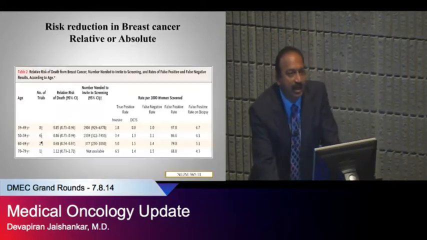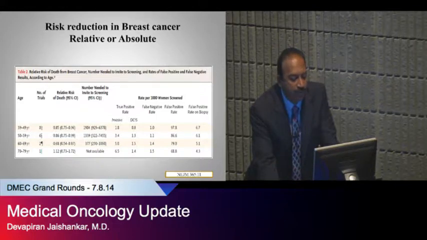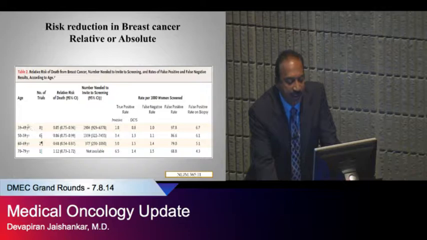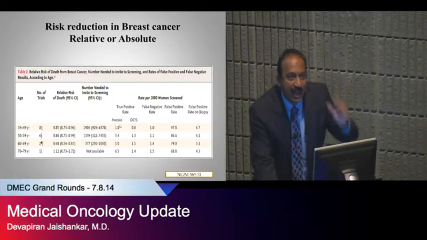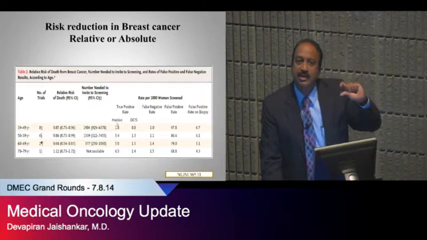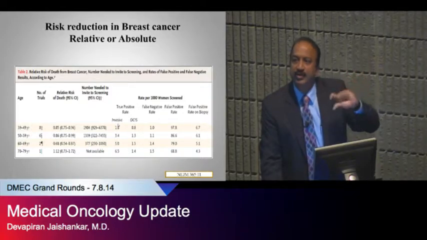So this is where the guidelines brought their data out from, which is that if you take between the age of 40 and 50, the true positive rate with screening is 1.8 per 1,000 women screened, and that's as far as invasive breast cancer is concerned. So if that is the incidence of the disease, you can see how modest any intervention could be.